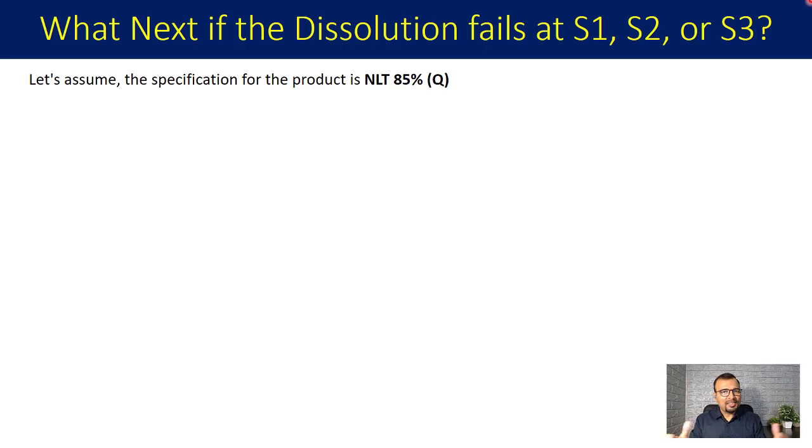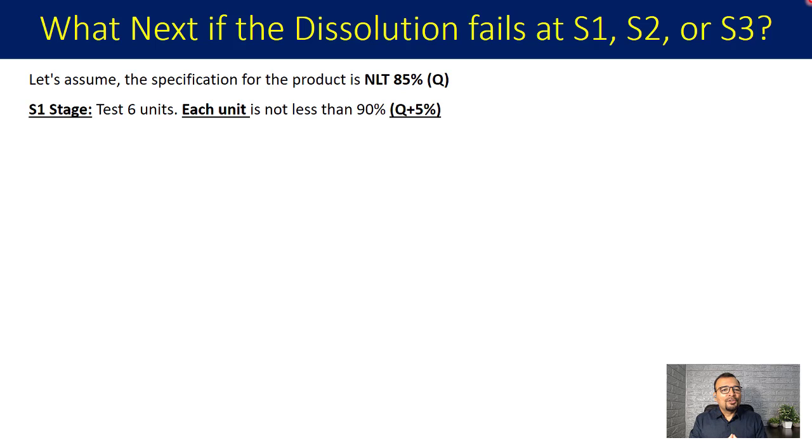To explain this particular situation, I am going to consider the specification of a drug product of not less than 85% Q, assuming we have an immediate release dosage form. As we know, at S1 stage, we have to conduct dissolution on 6 individual units and the result for each unit should be greater than or equal to Q plus 5%, which is going to become 90% in this situation. So what is the possible result?